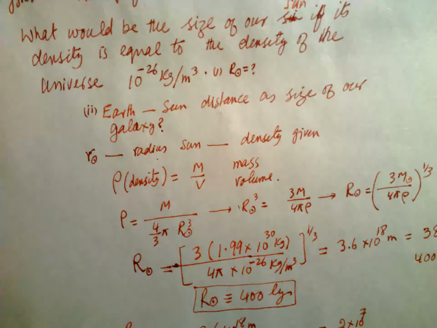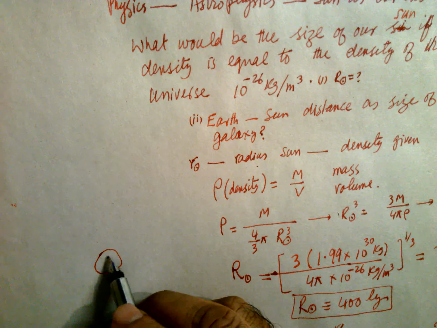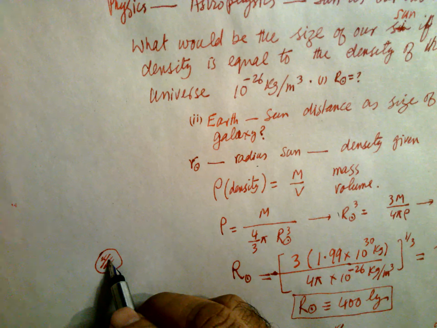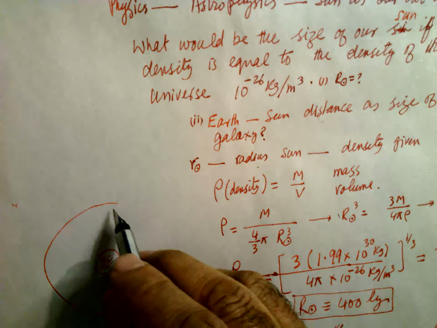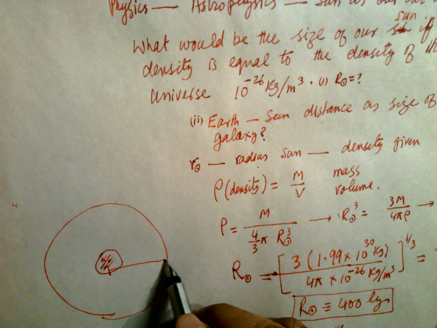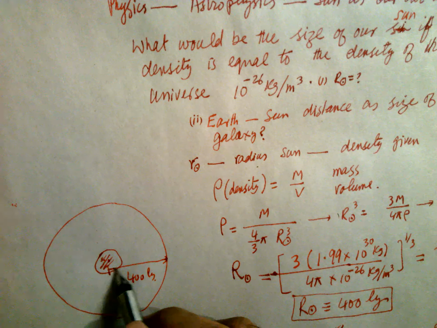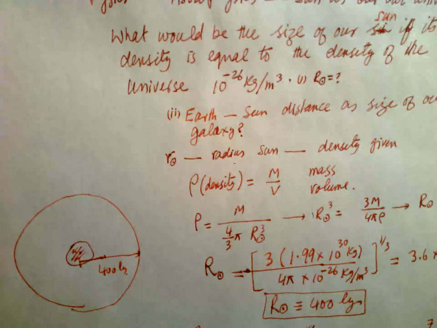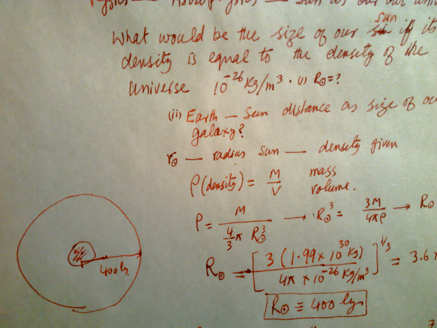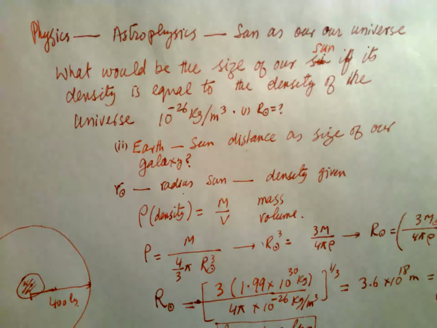So this is the answer. If the sun goes from its current density to the density of the universe, then it will be 400 light years, and the distance of Earth and Sun will be 20 million times increased. So that is the answer of this question.